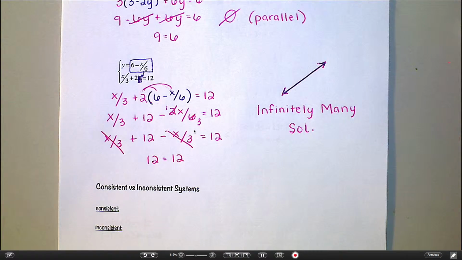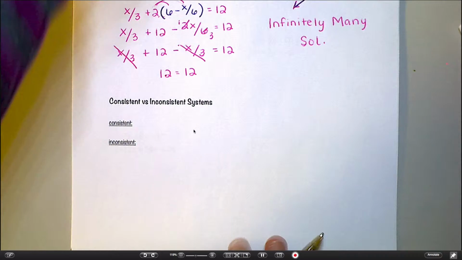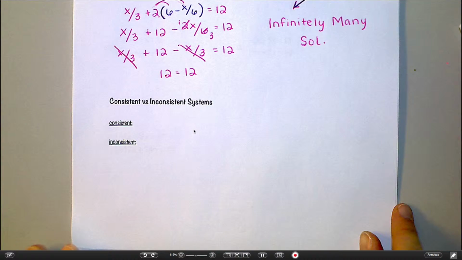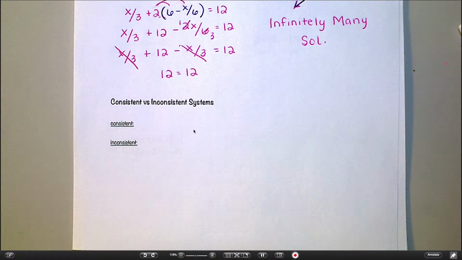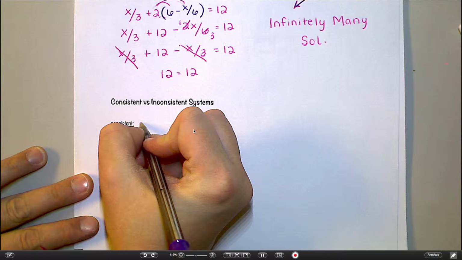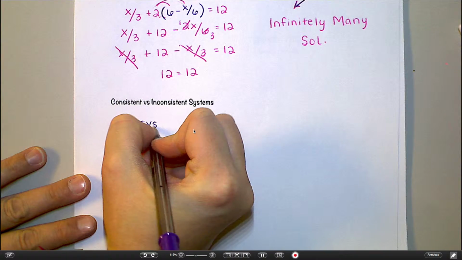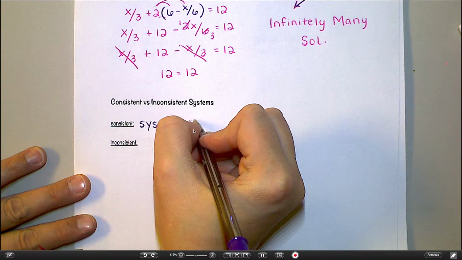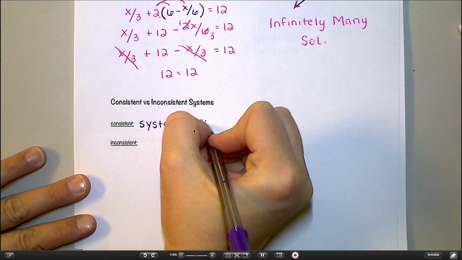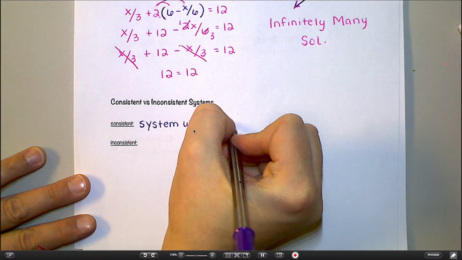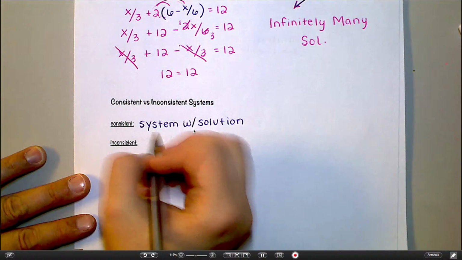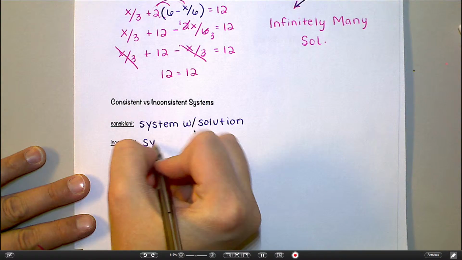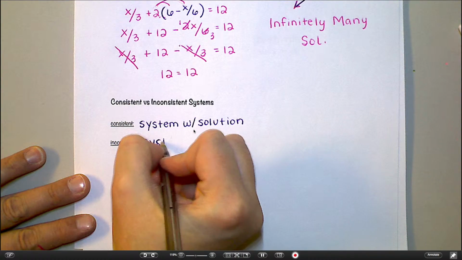All right, one last word to throw at you: consistent versus inconsistent. I'll be honest, I don't care about these words a whole lot, but they do show up on your homework, so I want to make sure you know. Consistent is a system that has a solution. What do you think inconsistent means? Yep. If there's a solution, it's consistent. If there's no solution, we call it inconsistent.